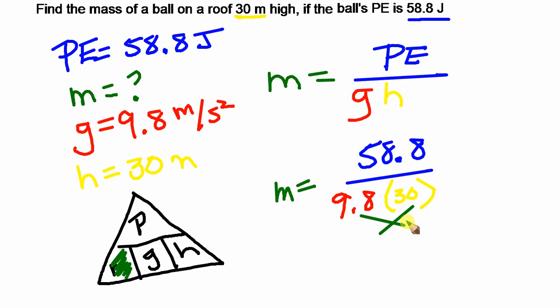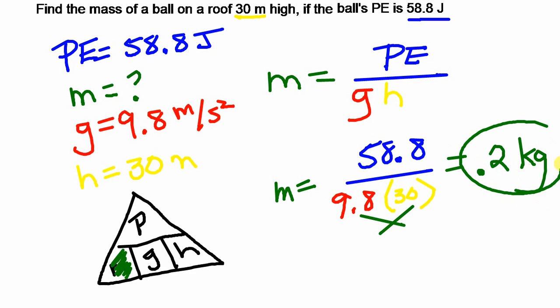I'm going to first type these two into my calculator. And once I get that number, I'm going to do 58.8 divided by that number. And I find out that my mass equals 0.2. And my units for mass is always kilograms.